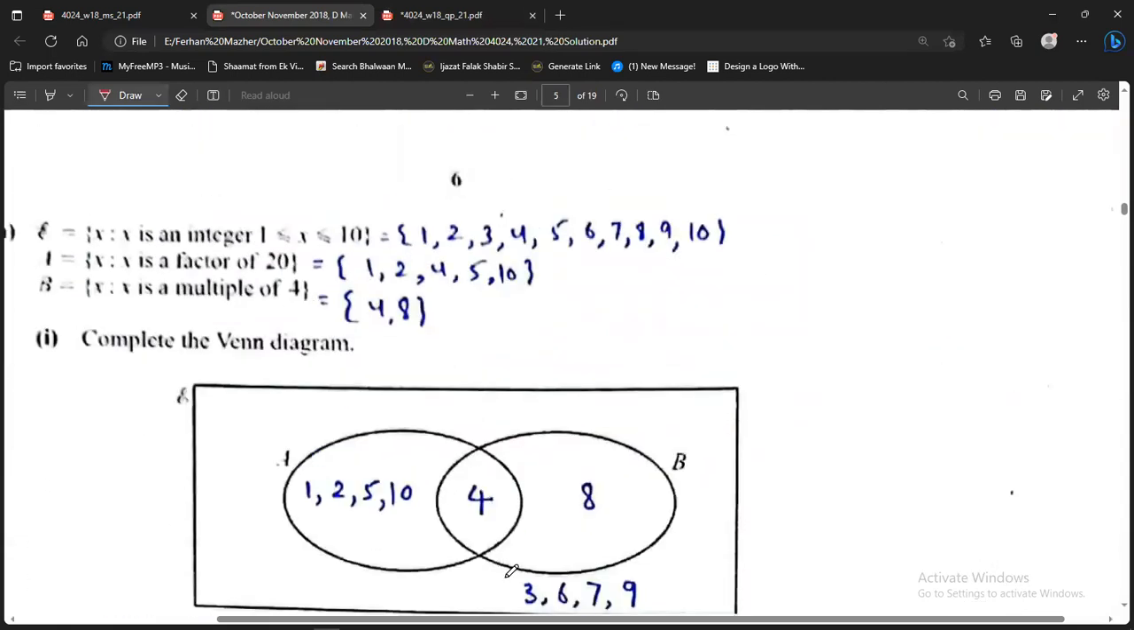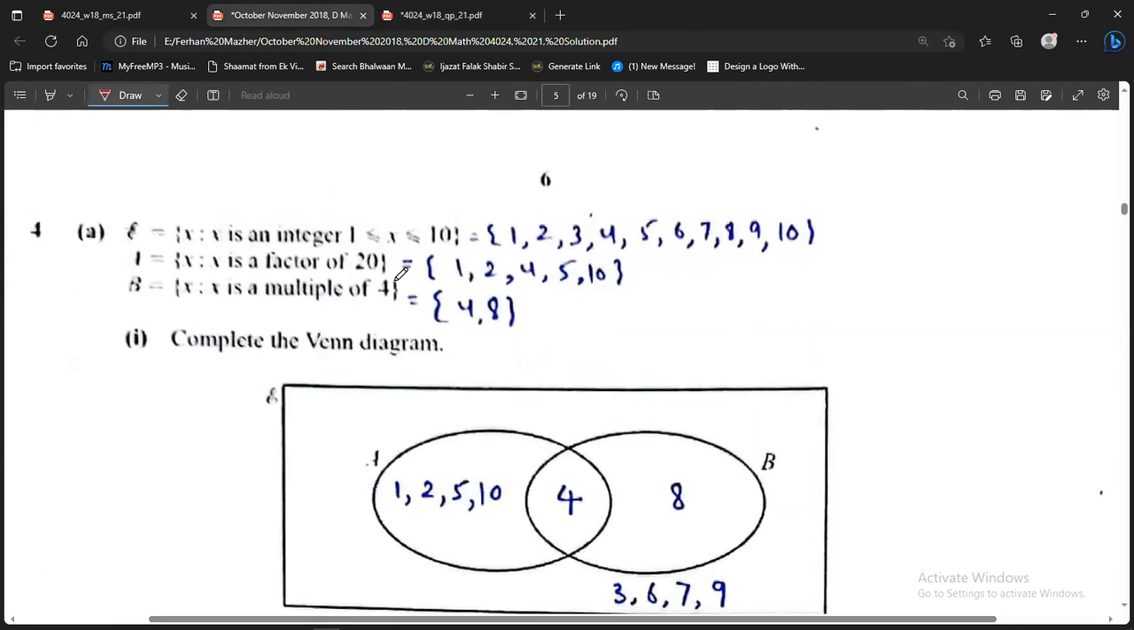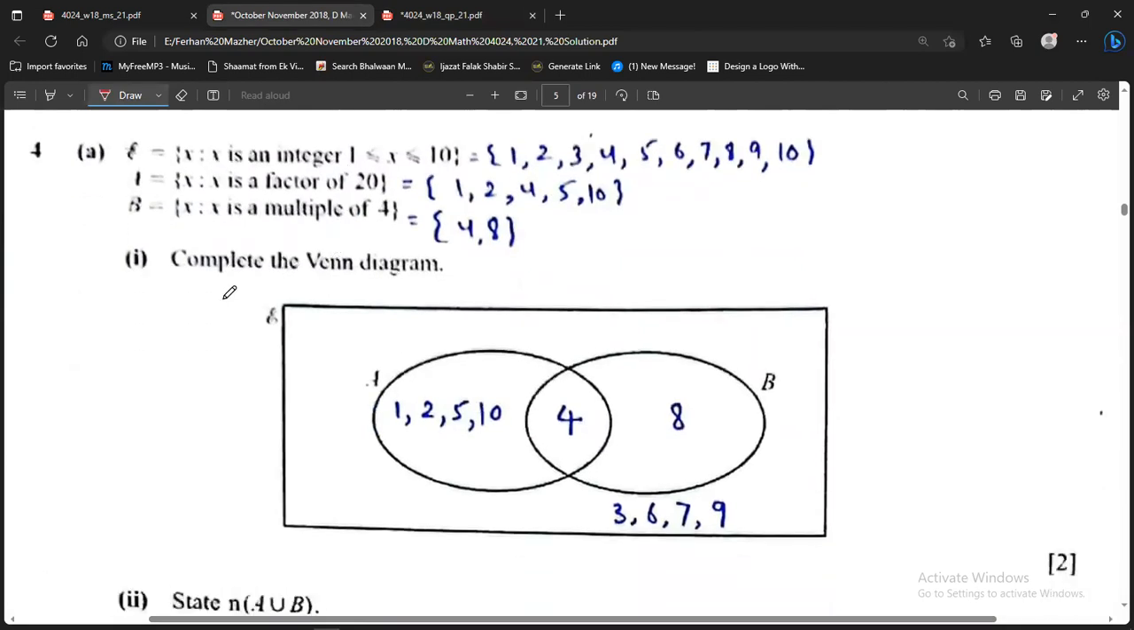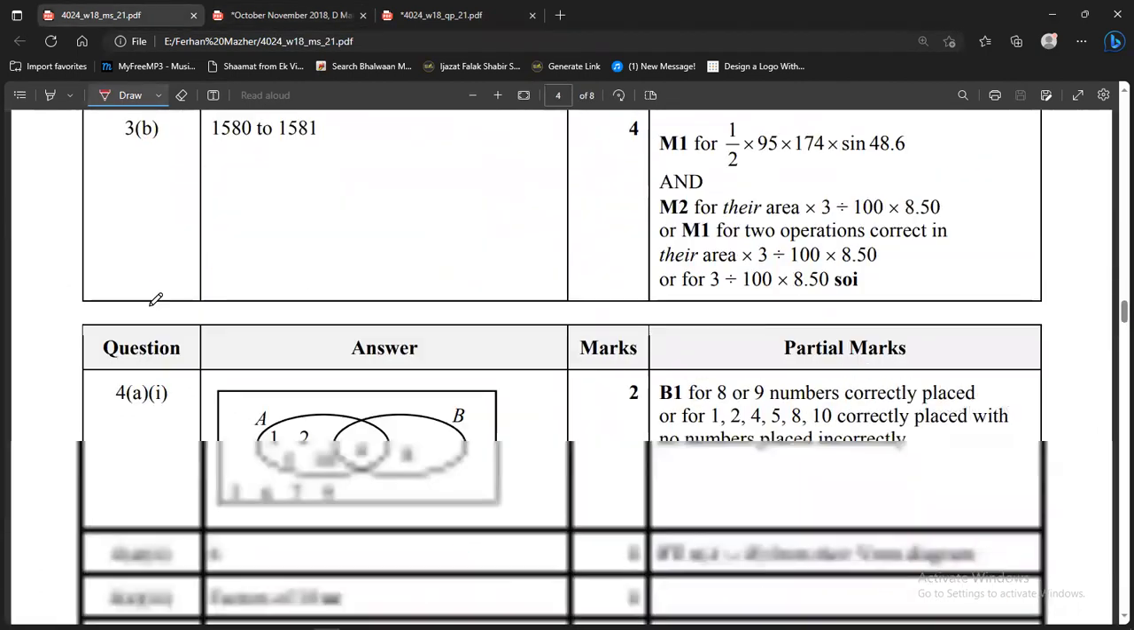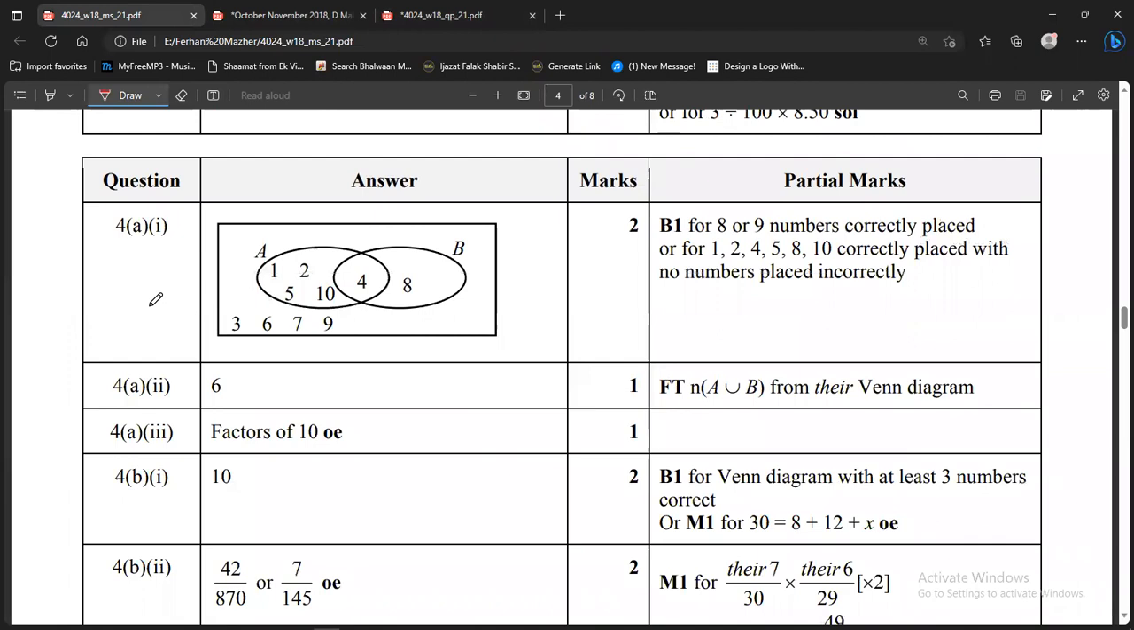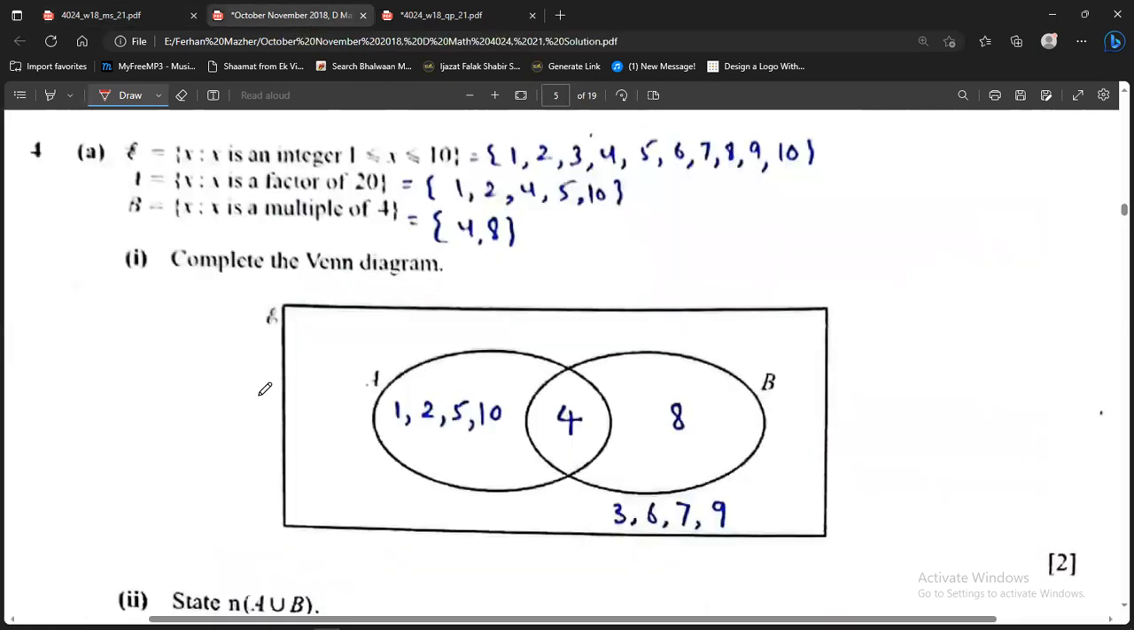So here we have, okay, so here we have axis and integer. So you can see 4 will come here. Here you will have 8. Here you will have 1, 2, 5, and 10. And here we will have 3, 6, 7, and 9. So this is how you will complete the Venn diagram. So you can see this. So our answer is right.